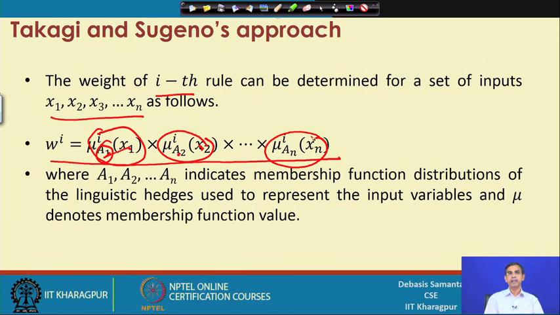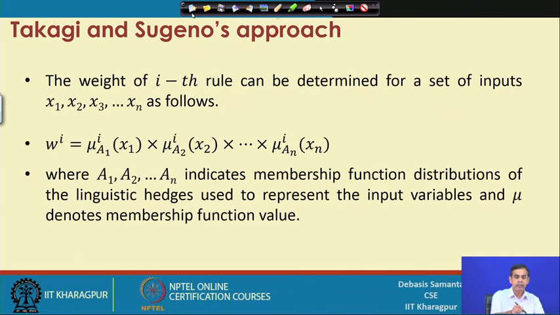So, it basically takes the product of the different membership values for all inputs belonging to the different fuzzy states. Taking these values, we can calculate the weight of the ith rule. So, for whatever rules are relevant, for each rule we will be able to calculate a weight.